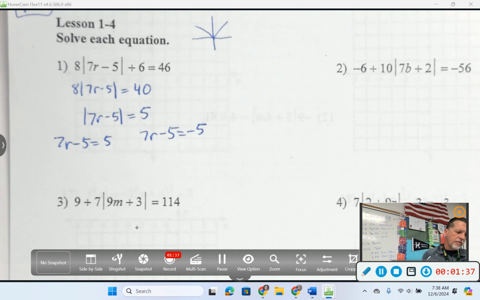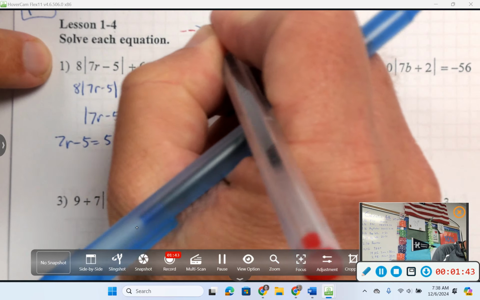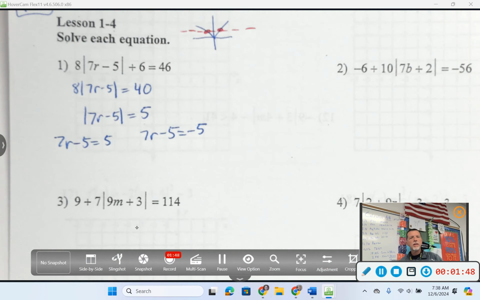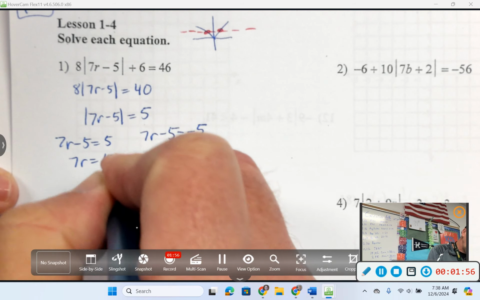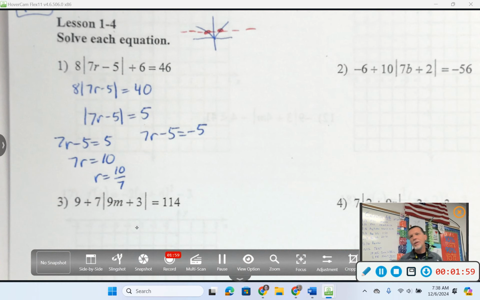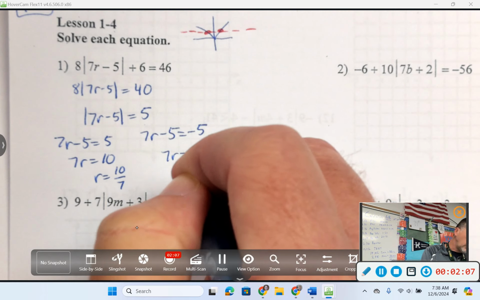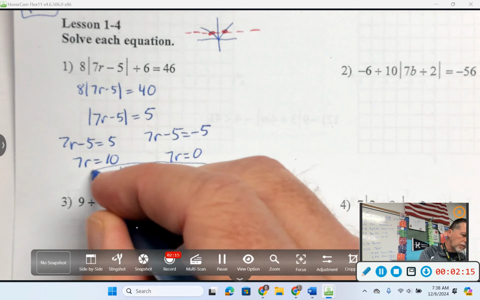How that relates to the graph, I mean, obviously that's not a graph of this particular one, but if you're wondering where the graph hits something, it could hit it twice. It could also hit it none, so that's when we have to be careful. 7r equals 10, r equals 10 sevenths. So we get a fraction, but it's the very last step, so that's not really a big deal. 7r equals 0. So what does r equal? 0. Sometimes that throws people off. They get 7r equals 0 and they panic, rather than just divide by 7 and get 0.